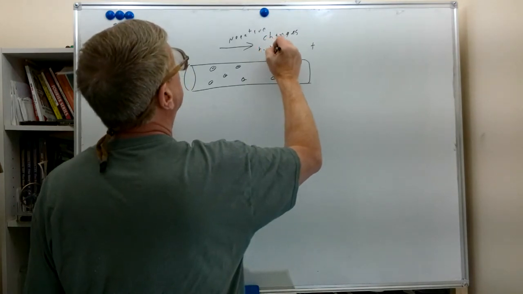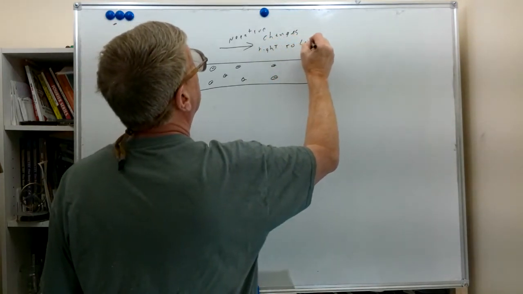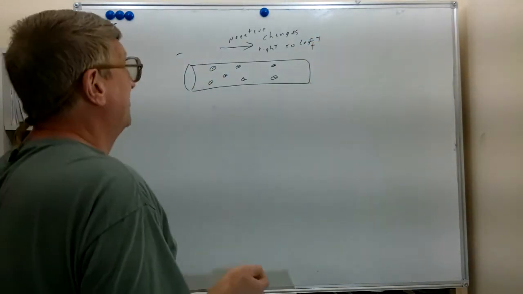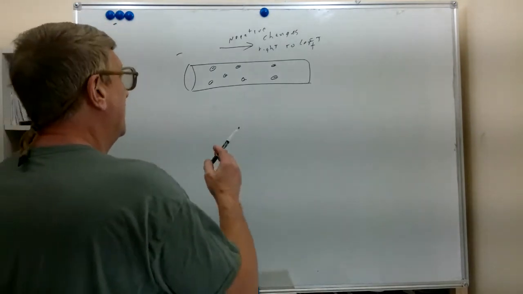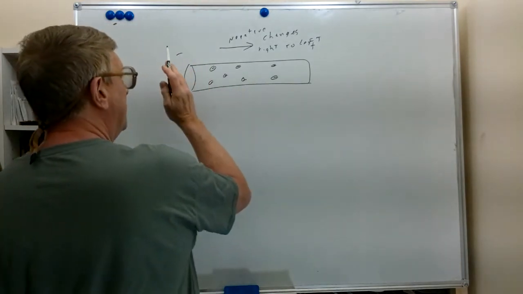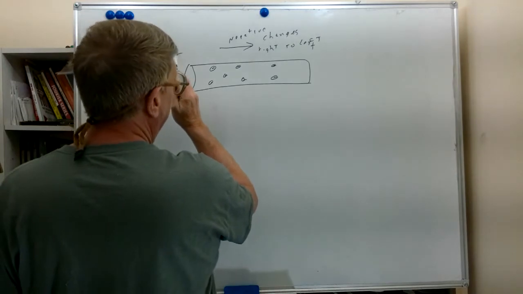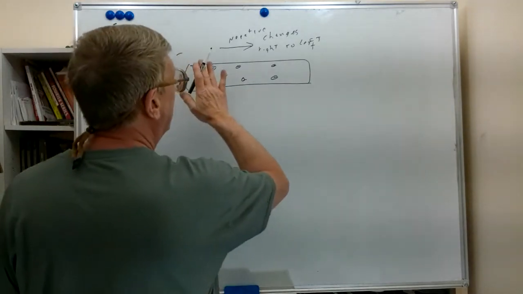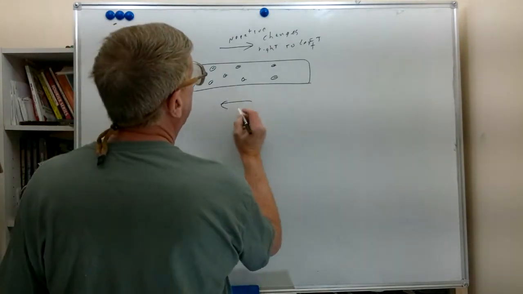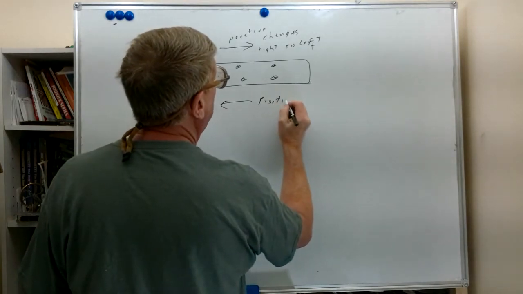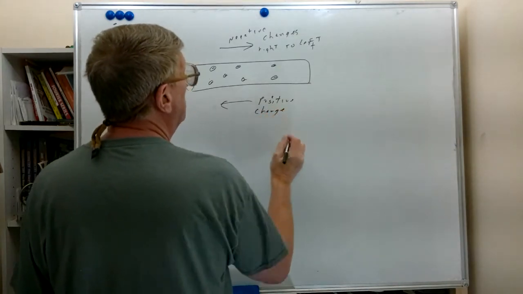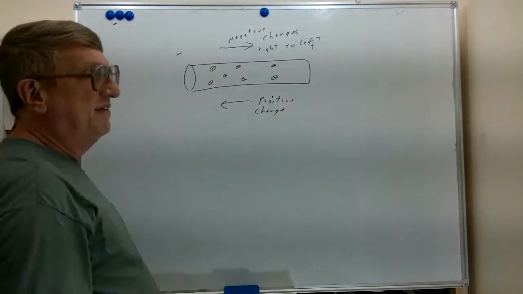Right to left. Well, what is a positive charge? In a lot of ways, it's just a lack of a negative charge. So if we've got negative charges going in this direction, what happens is, as the negative charges move this way, this end becomes more positive. So we really do have an equal amount of positive charge moving in the opposite direction of the negative charge.